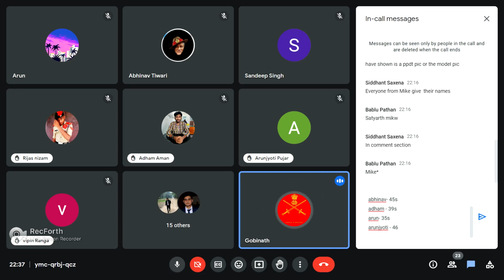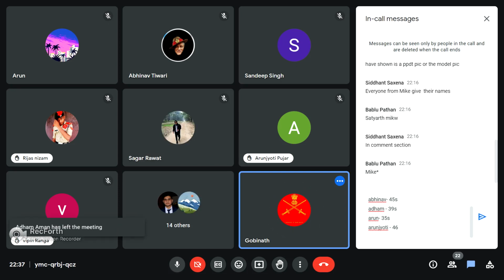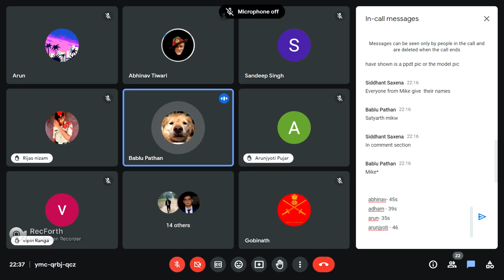Chest number 7. Guys, don't wait for me to tell who is going to be next. Once your prior chest number is completed, just continue with it. Chest number 7. Chest number 8.